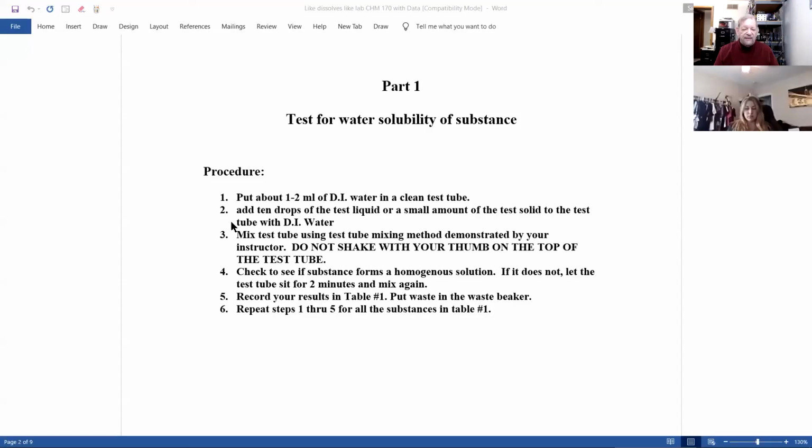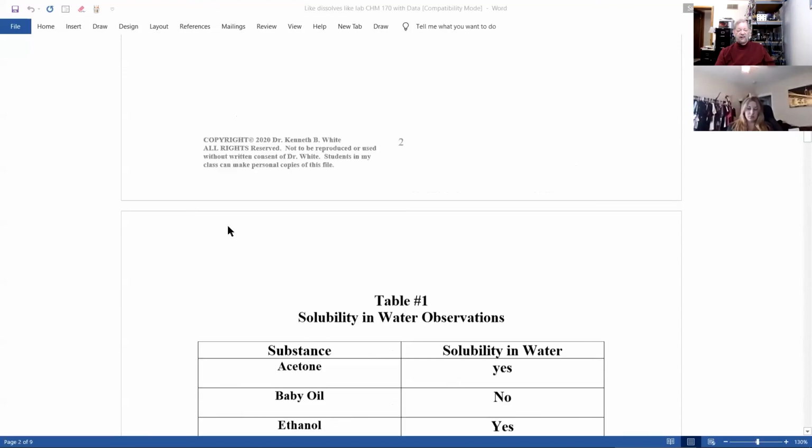Now you know I'm a chemist. And then let it sit for about 2 minutes and look, is it the same throughout or are there 2 layers? And if the same throughout, it's soluble. If there's 2 layers, it's not soluble. And that's what you're going to do.